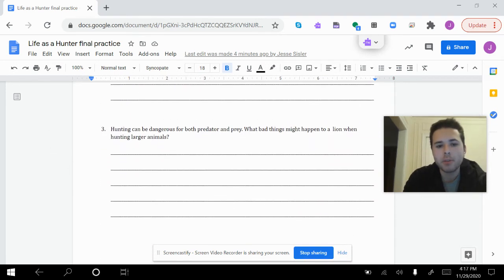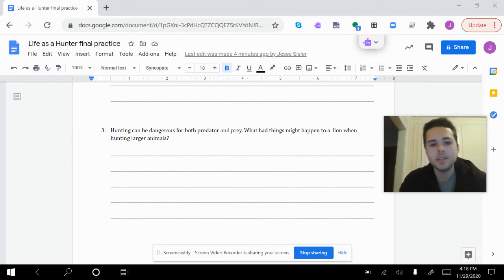All right, and then number three says that hunting can be dangerous for both predator and prey. And remember those vocab terms. Predator means the animal that is doing the hunting, and prey means the animal that's getting hunted.